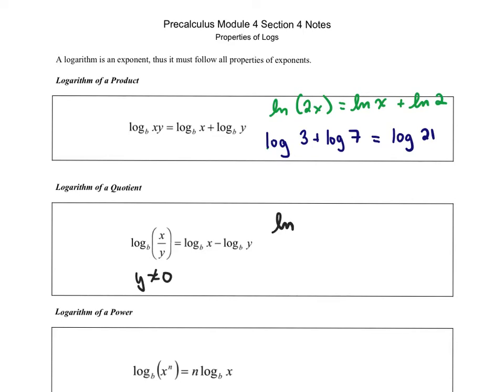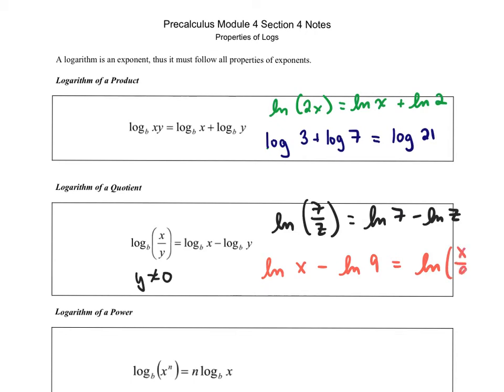So if I have, say, the natural log of 7 over z, then I could write this as the natural log of 7 minus the natural log of z. Now in this case, the order does matter, because subtraction, you can't just switch back and forth like you can with addition. So in subtraction, it actually does matter. And same thing, if I had two things subtracted, let's say I had the natural log of x minus the natural log of 9. Then I could write this as the natural log of x over 9.